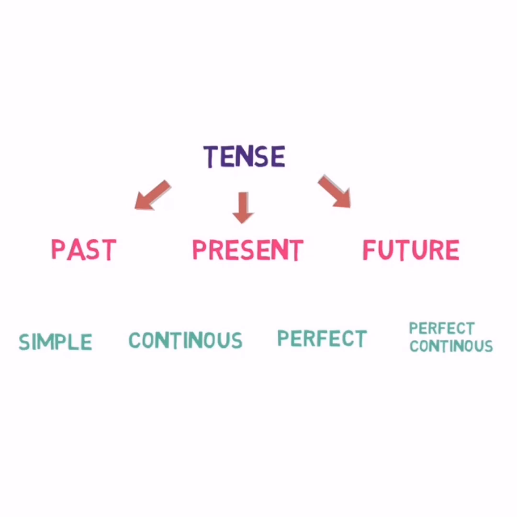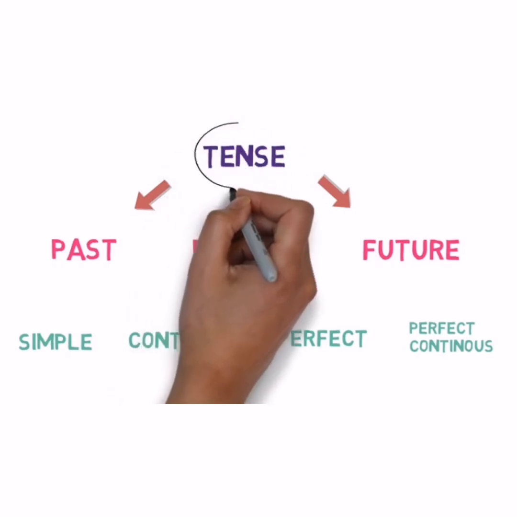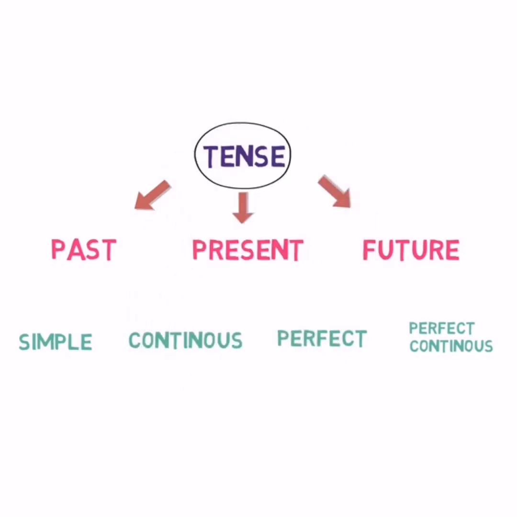You can consider it as a family tree. Yes? Where tense is a grandfather. He is having three children. Okay? That is past tense, present tense and future tense. And each parent is having four sons with the same name.